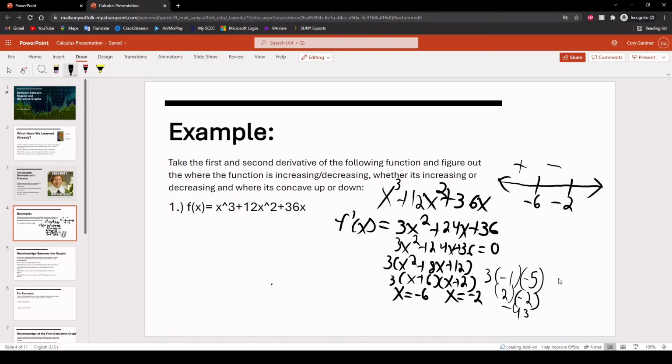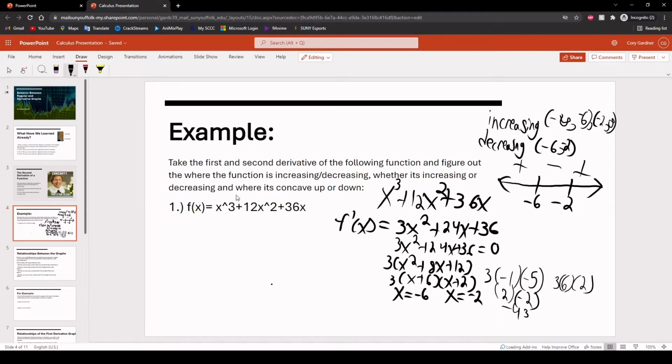Okay, so we have 3 times 6 times 2. We know that's positive. So now we know that f of x is increasing on the interval negative infinity to negative 6, then we know it'll stop in the middle there. It'll go from -2 to infinity. And we know that it's decreasing from -6 to -2 because of that fact.